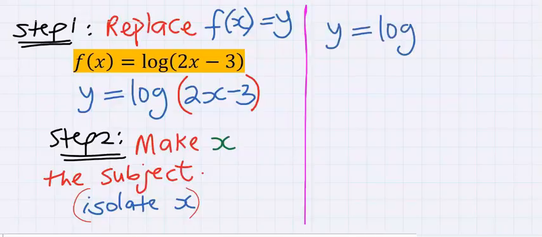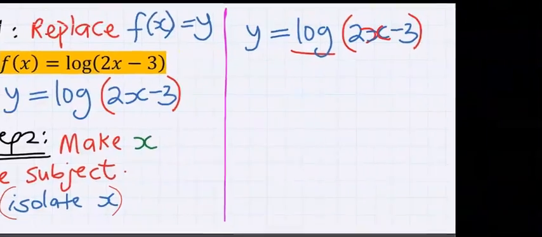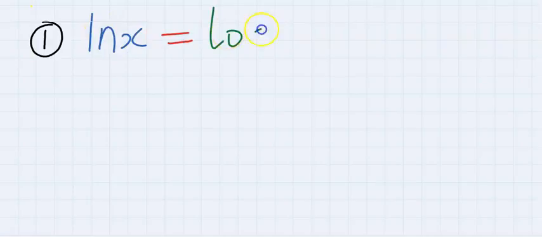To release and isolate x from this position with a natural log in front of it requires the knowledge of another mathematical concept. Let's understand this concept and be back to continue step 2. The first thing to remember is ln x is equal to natural log of base e x.